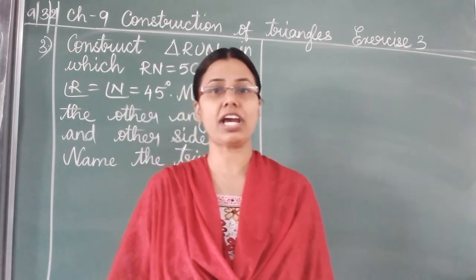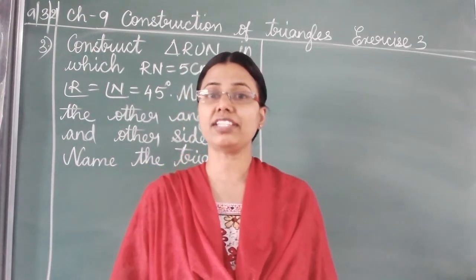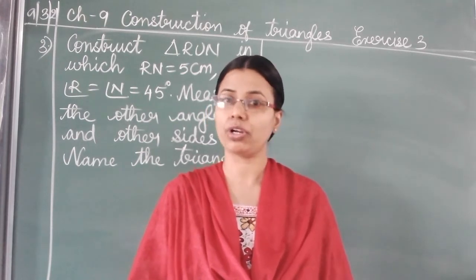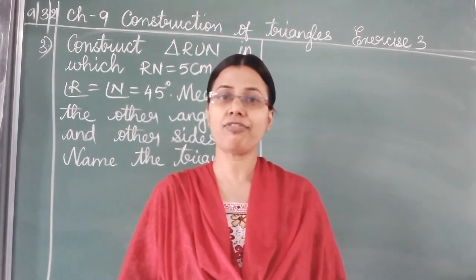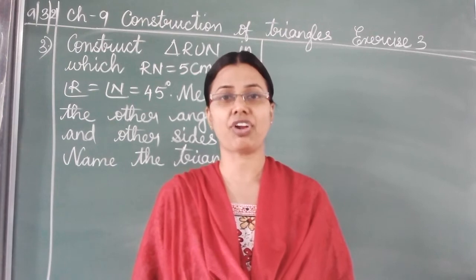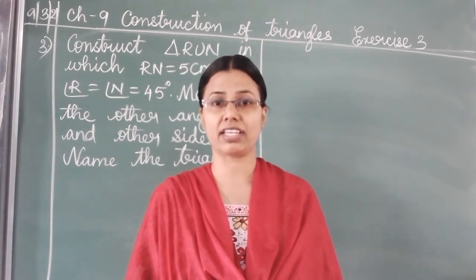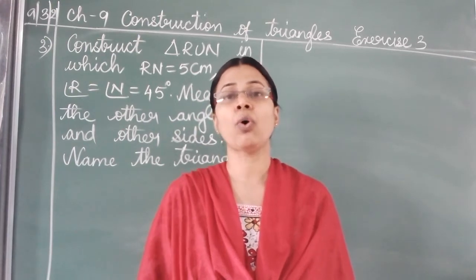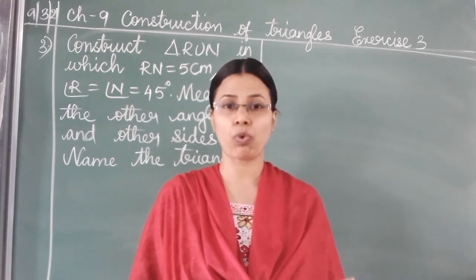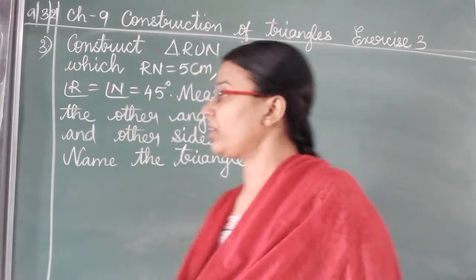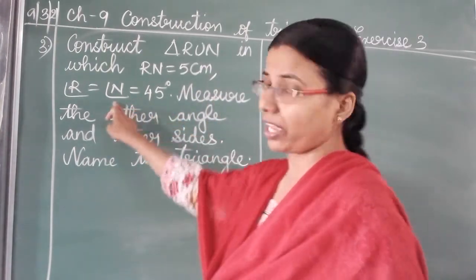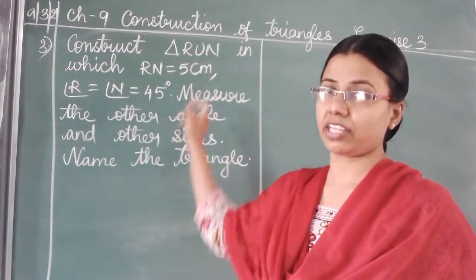So before we start our construction, let us discuss what are the things that we have learned till now. The first thing that we have learned is we can construct a triangle when 3 sides are given, when 2 sides and the included angle are given, when 2 angles and 1 side are given. So here we are doing exercise 3 in which 2 angles and 1 side are given.